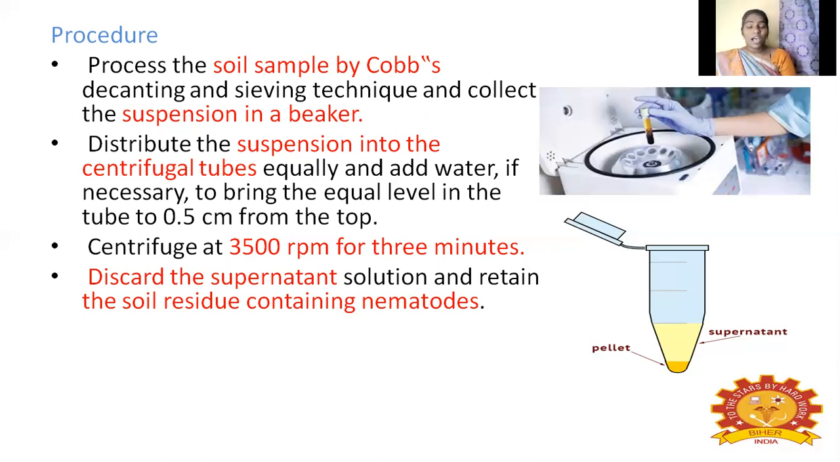Now after the 3 minutes, we take the centrifuge tube out and discard the supernatant solution, and we can see the pellet or residue at the bottom of the tube. These residues contain the nematode. So this is the procedure.